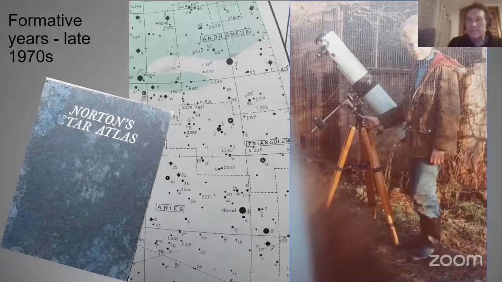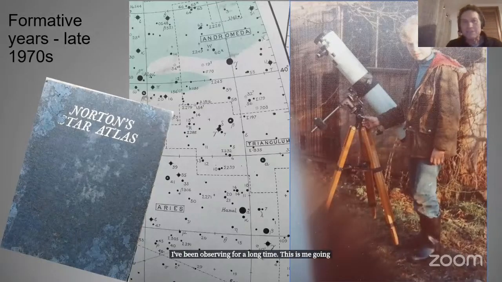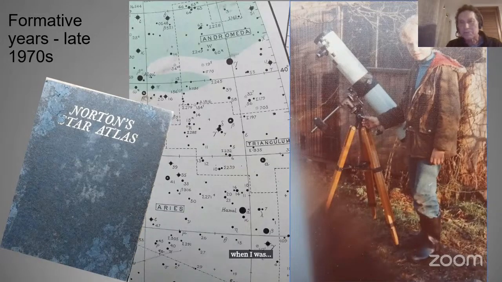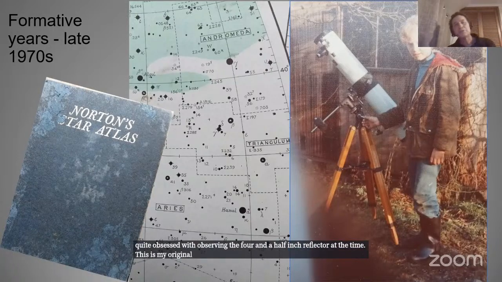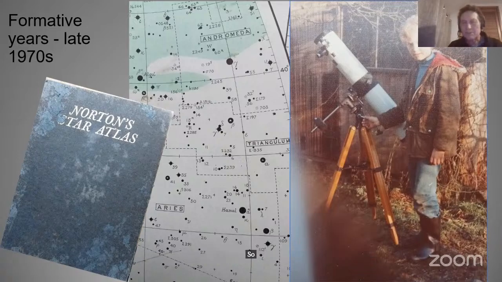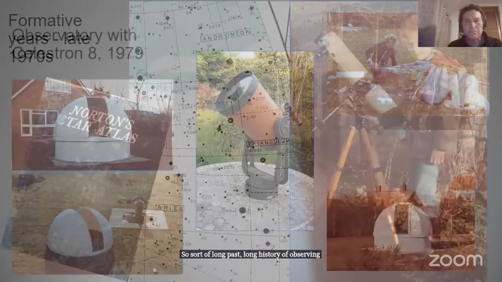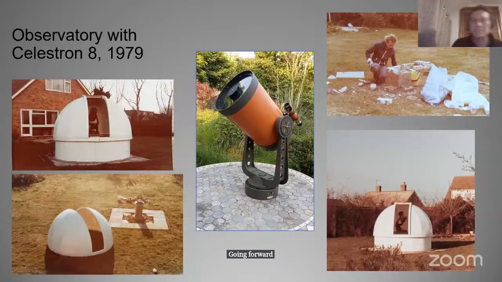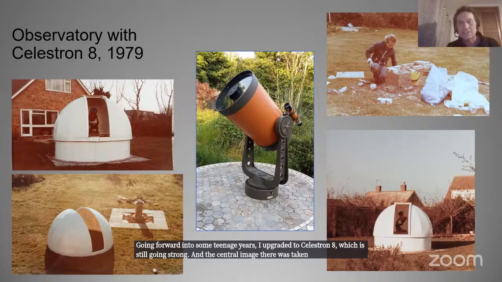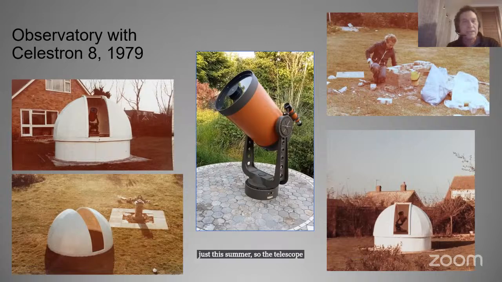I've been observing for a long time. This is me going back a very long time indeed, back to the 1970s, when I was quite obsessed with observing with a 4.5-inch reflector at the time. This is my original Northern Star Atlas, bought as new and now well worn, as you can see, over the years. So it's a long history of observing. Going forward into some teenage years, I upgraded to a Celestron 8, which is still going strong, and the central image there was taken just this summer, so the telescope itself is going strong. I used that for an awful lot of deep sky observing and planetary observation.